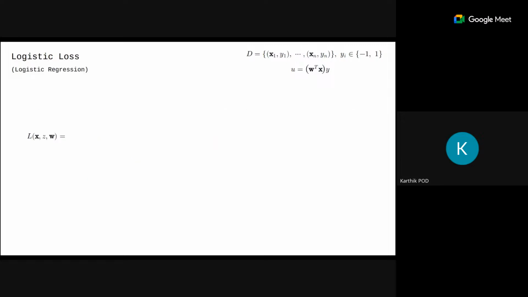The loss which was associated with logistic regression. We actually motivated it using log likelihood. So it was a probabilistic model. It is a probabilistic model.